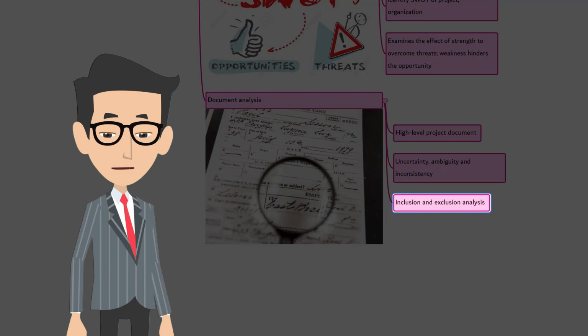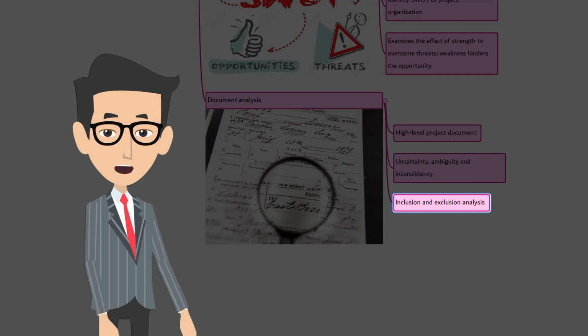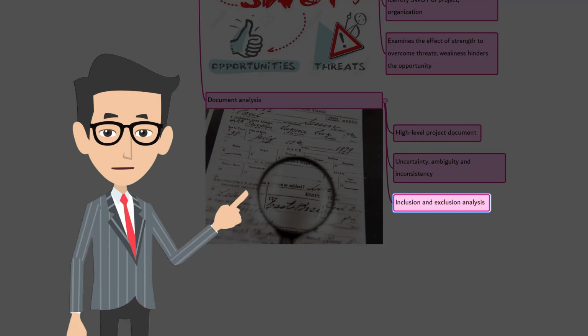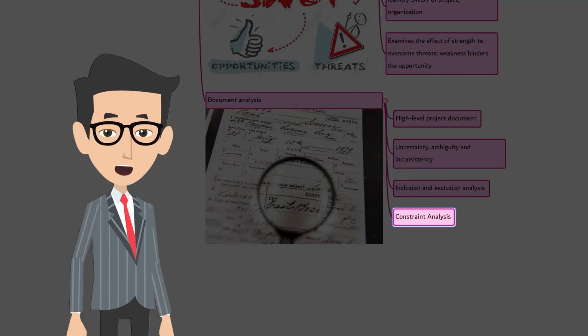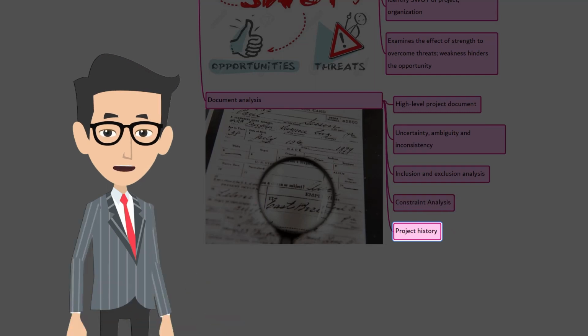Analysis of inclusion and exclusion can help to identify risk. It can be found in the project charter, contracts, and planning documentation. These can help identify further risk. Constraints such as schedule or budget limitations are examined to determine the level of risk they pose. Lessons learned, articles, and other sources can help to uncover risks.